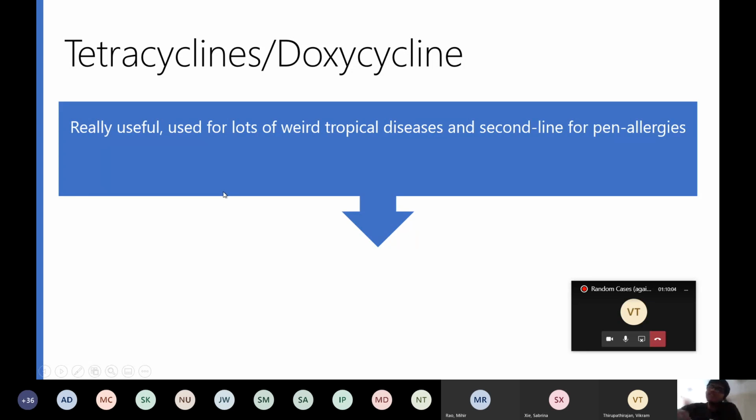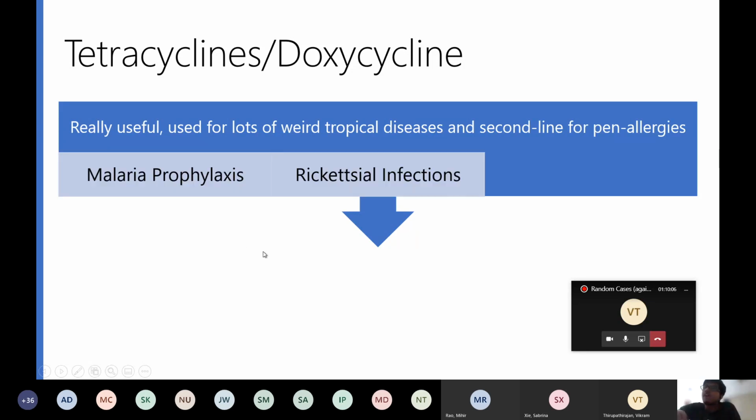What they'll probably test you on is anything weird and not from this country. Most of the time you can treat with doxycycline. It's really good against tropical diseases. So if they give you a tropical disease, which, as I said, is pretty unlikely to begin with, and you don't know what the answer is, putting doxycycline isn't a terrible shout.